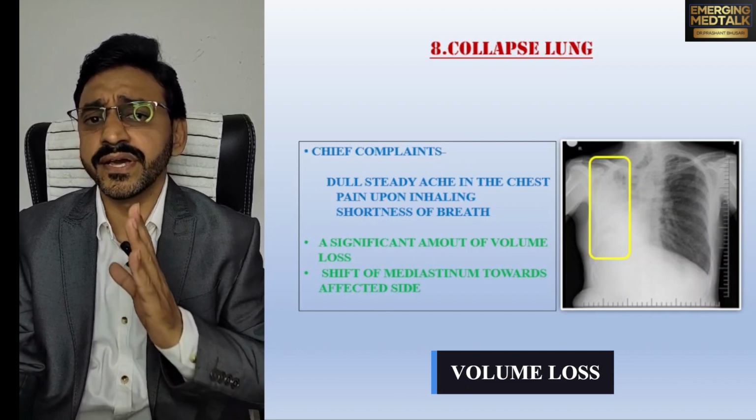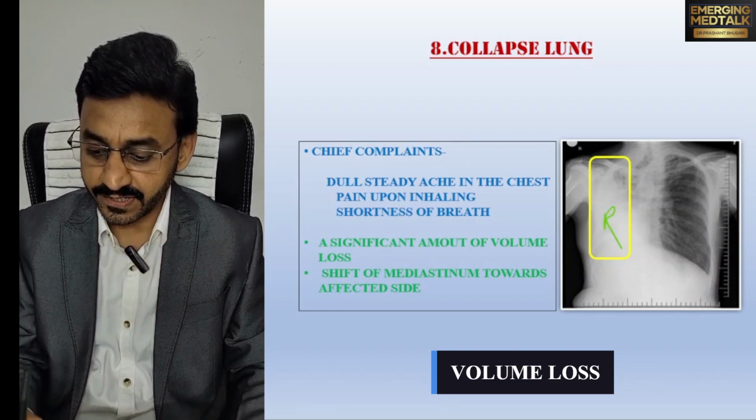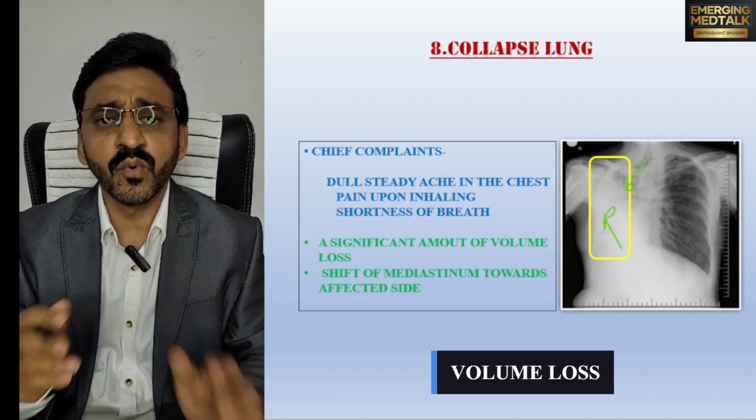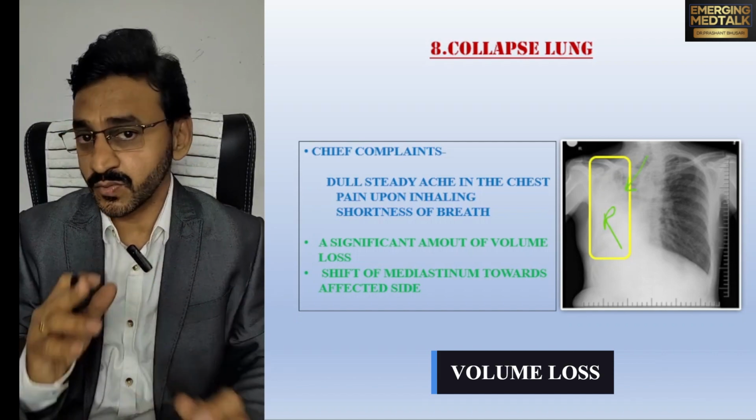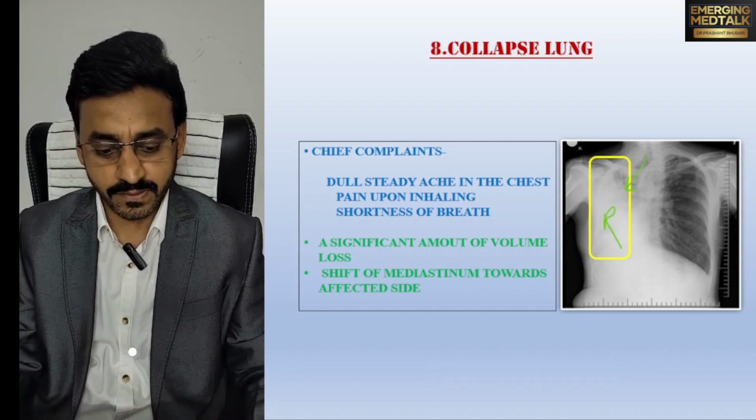Then collapsed lung, where there is volume loss, very important, here in the right lung, with pulling of the trachea or the mediastinum towards the affected side. This is a peculiarity of the collapsed lung.